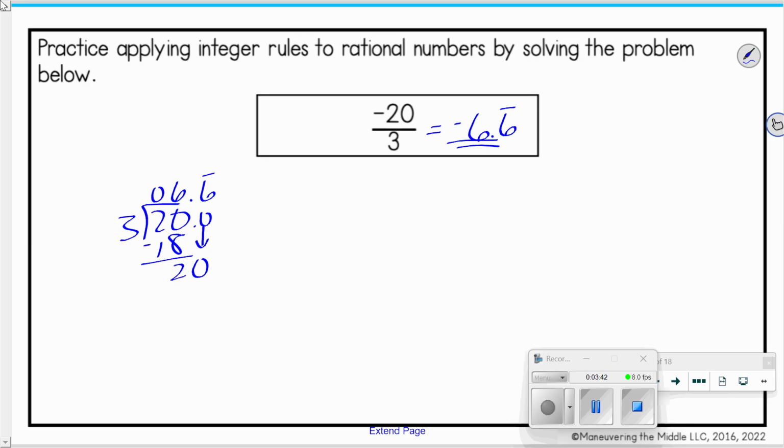Quick sidebar, is that the only way I could have written that answer? No. It didn't tell me I could round. The correct mathematical notation is the first time I see the repeating pattern, that's the only time I write it. So mathematically, although that technically would be correct, the way we write it mathematically has got to be like that.